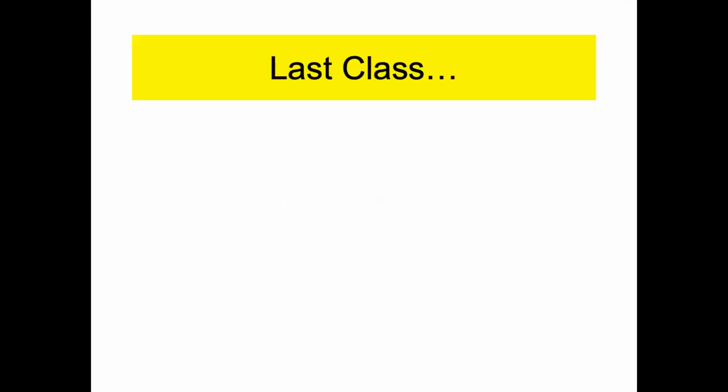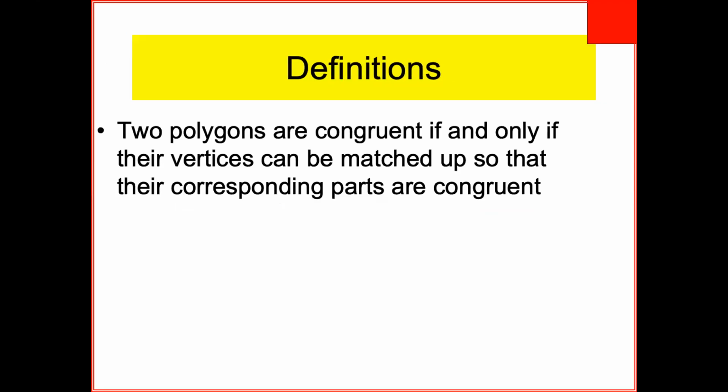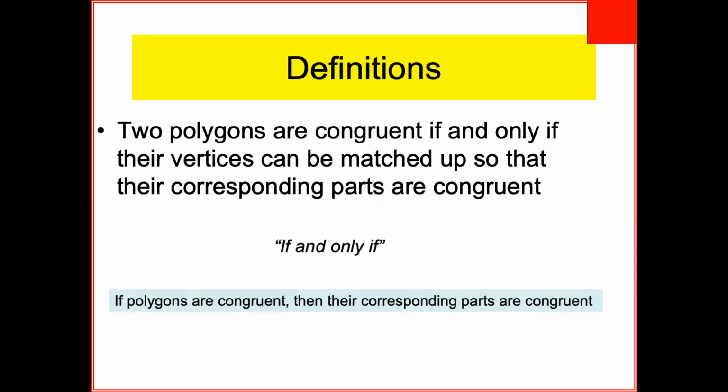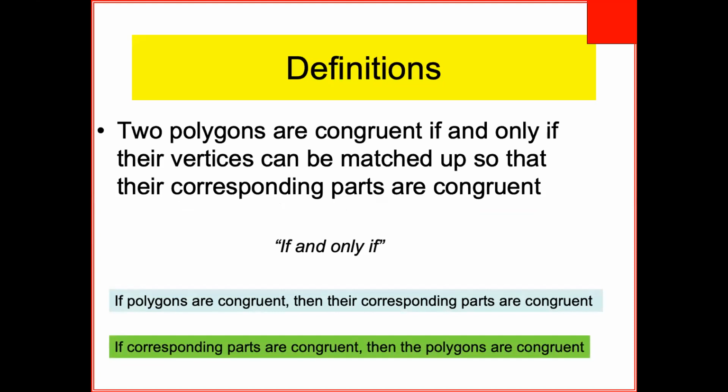All right, so last class we got this right here. You don't need to write this down. This is already in your book of truth. It says polygons, not just triangles, are congruent if and only if the vertices are matched up in such a way that all the corresponding parts of shape number 1 are the same as shape number 2. And this is an if and only if statement, so it's biconditional and it goes both directions. So if the polygons are congruent, then all their corresponding parts are congruent, or the backwards way: if the corresponding parts are congruent, then you conclude that the polygons are congruent.